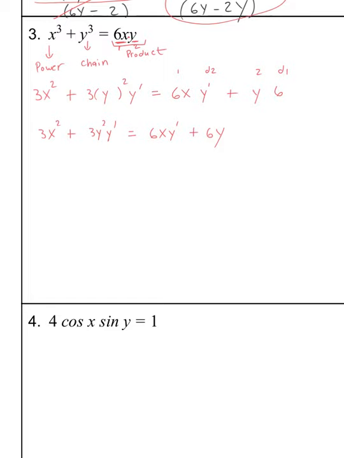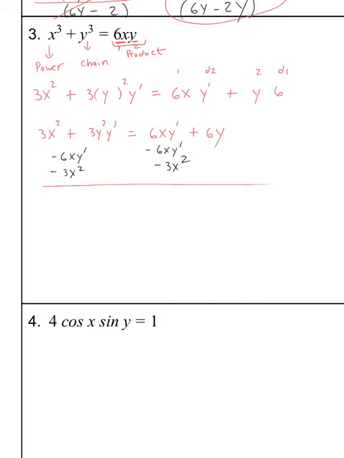So I'm going to subtract off negative 6xy prime, both sides, negative 6xy prime. And I need to move over this 3x squared to the right because this doesn't have a y prime in it. So I'm also going to subtract off a negative 3x squared from both sides.